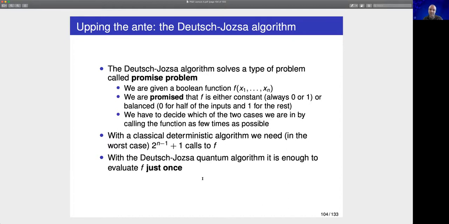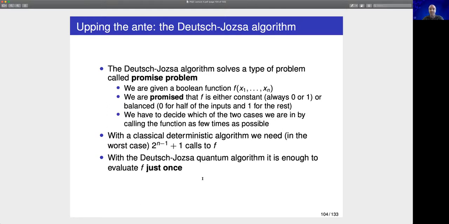So we are promised that we are given this oracle, and it implements either a constant function or a balanced function. We don't know which is the case, and we need to determine, by evaluating the function as few times as possible, if the function is constant or balanced.